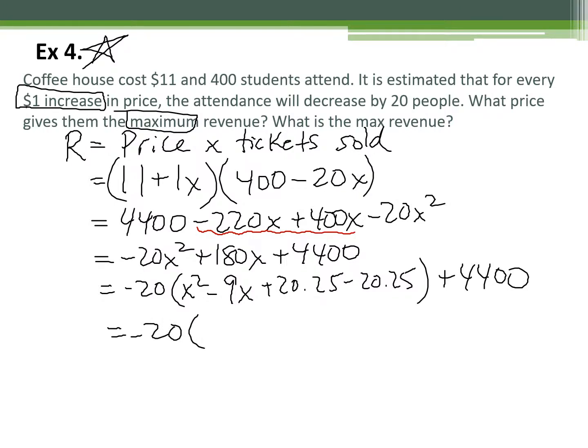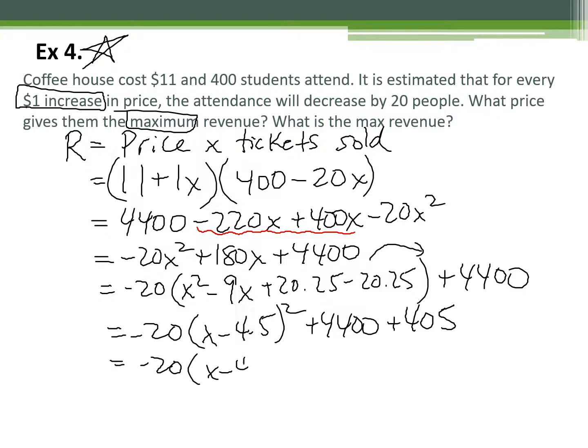That's going to factor to x minus 4.5 all squared. And then 4,400. And when that negative 20.25 exits the brackets, don't forget to multiply it by negative 20, which should give you 405. And last step, collect those like terms on the back end. 4,400 plus 405 gives us 4,805.